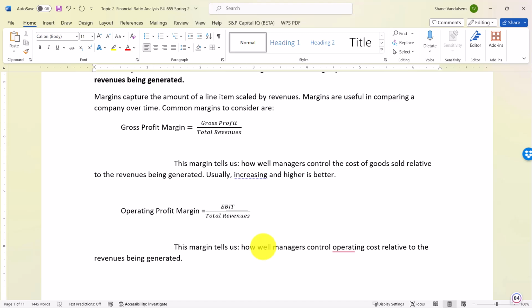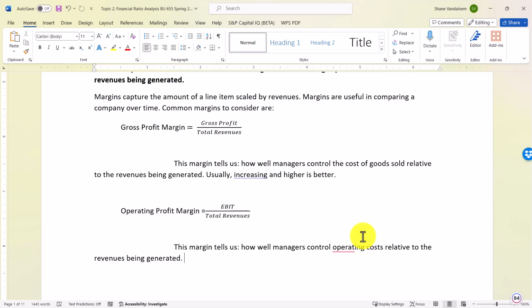So operating costs would include the cost of goods sold, which is in that gross profit margin. It's also going to include wages for employees. It's also going to include things like insurance, and those items as well. So every cost associated with operating the company is going to be included in this.